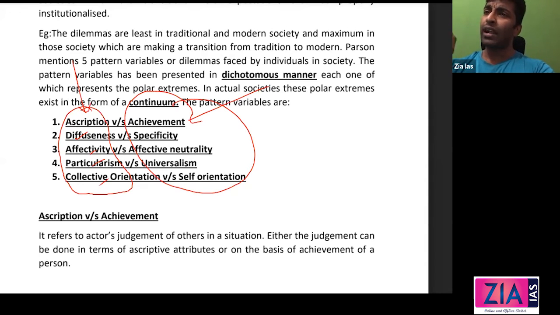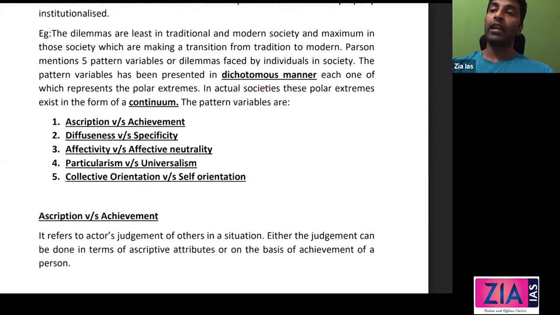Guys, will you be able to write this much? Is there anything complicated in what I've just told you now? It's simple common sense also, right? There is no society which is completely modern or traditional. What is there in that? That is your conclusion. Similarly, there is no society which is completely based on achievement or ascription. Simple. Don't make it complex.